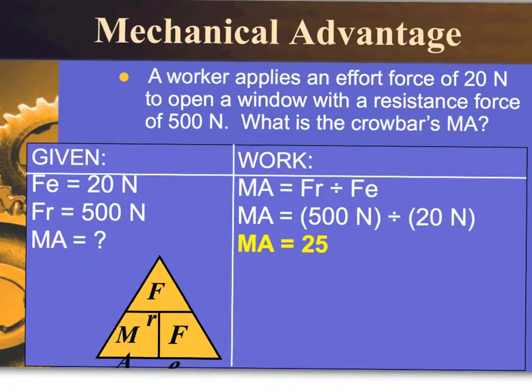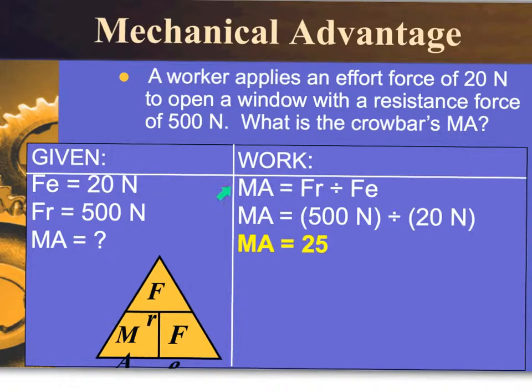Now here we have a mechanical advantage problem. A worker applies an effort force of 20 newtons to open a window with a resistant force of 500 newtons. What is the crowbar's mechanical advantage? Now remember that mechanical advantage is the resistant force divided by the effort force. Our problem has given us both the resistant and the effort force. We know that our effort force is 20 newtons, and we know that our resistant force is 500 newtons, both being stated in the problem.